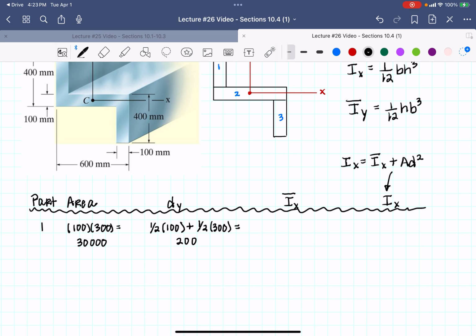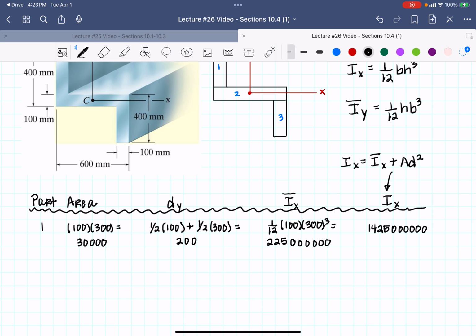And then I of X is going to be 1/12 times the base, which is 100, times its height cubed, which is 300 cubed, which equals some big long number, like 225,000,000, 6 zeros, I think. It looks like an awful lot of zeros. So my I of X, I'm going to add my area times the distance squared, and that's going to give me 1425 with 6 zeros.